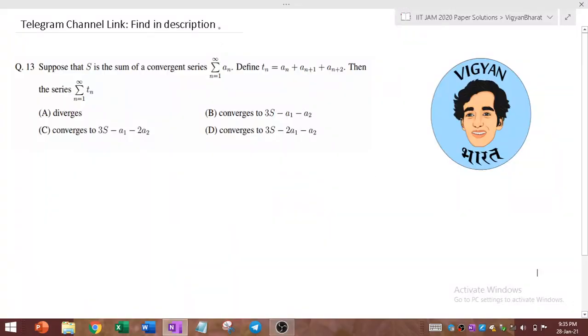So we're going to discuss this problem asked in the IIT JAM 2020 examination based on infinite series. We are given a series whose sum is defined to be S. So S is basically the sum of this infinite series, and we are given an expression. Then we have to calculate the sum of this series.